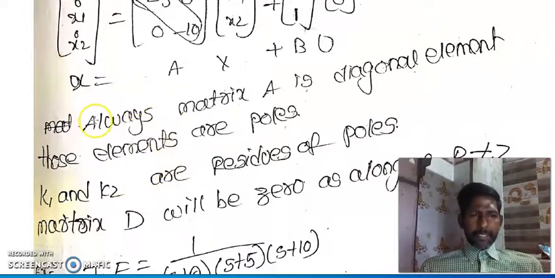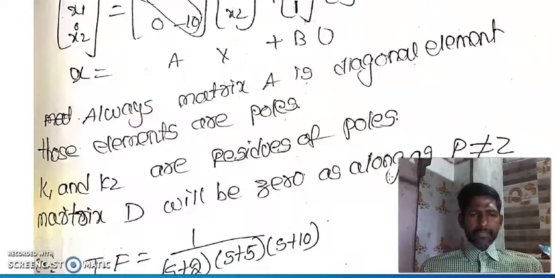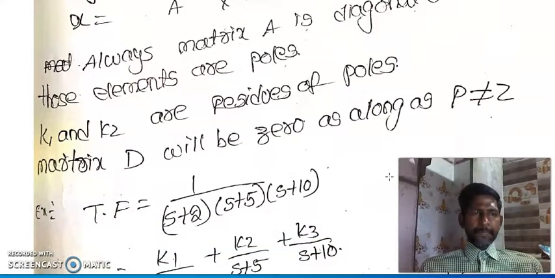Once again I repeat it. The matrix A is always diagonal matrix whose elements are location of poles. The K1 and K2 are residues of poles. Matrix D will be always 0 as long as number of poles is not equal to number of zeros.